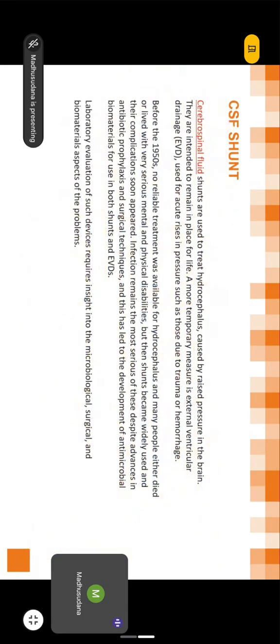Okay, and now CSF shunt, cerebrospinal fluid shunt. In medical terminology, we have two terms that look alike: stent and shunt. A stent is an intraluminal device. Internally in the blood vessel, the doctor places the device to dilate the vessel in the case of stenosis. But a shunt is not an intraluminal or extraluminal device. It is a catheter, a plastic pipe.